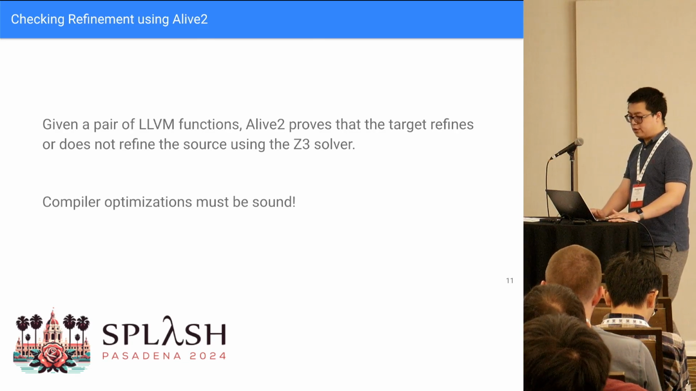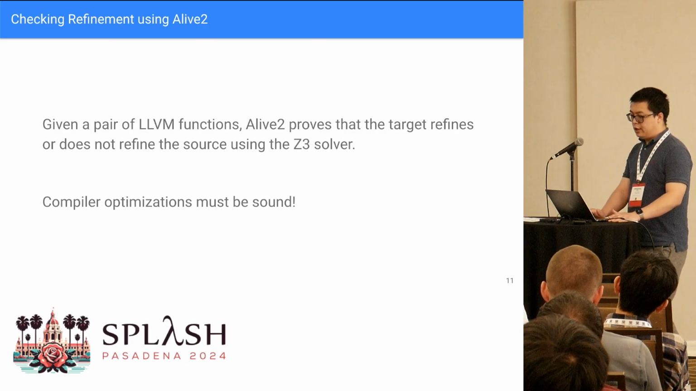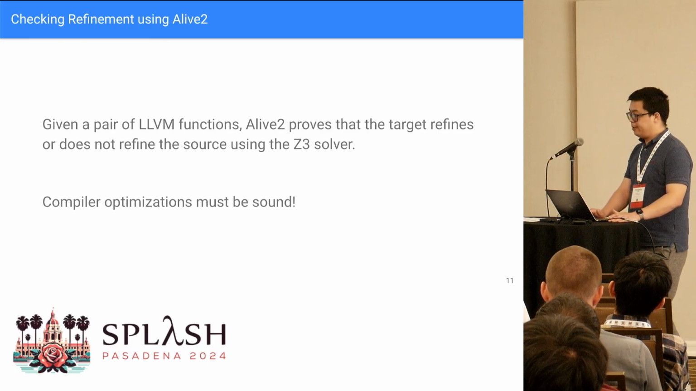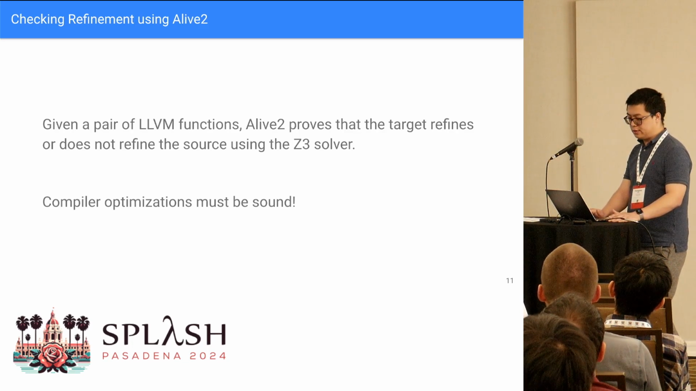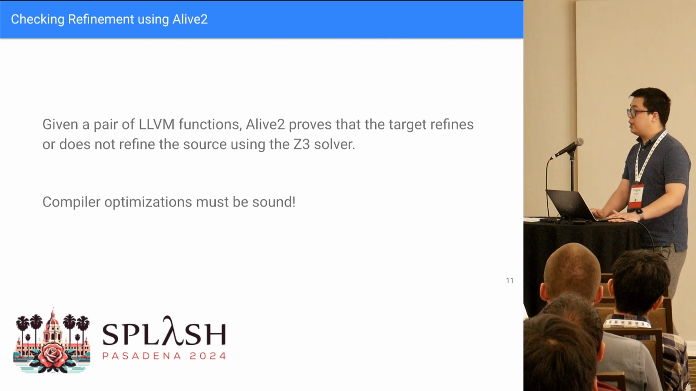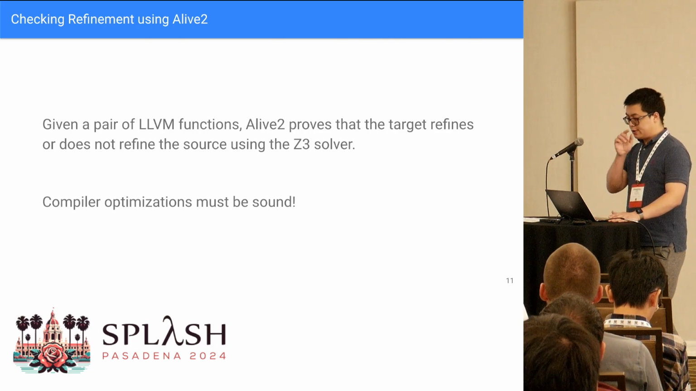After we get a left-hand side and right-hand side, we need to check if the left-hand side and right-hand side pair is a refinement. This is simply because compiler optimization must be sound. We do not want miscompiles. So here we use the LLVM translation validator for this task.